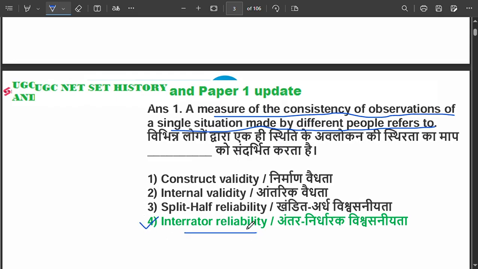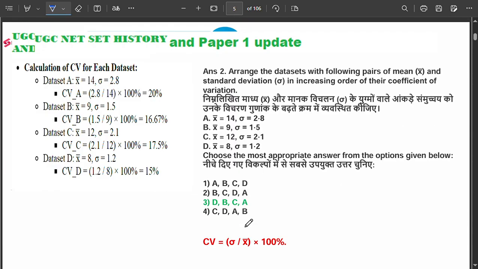Next, question number 2. Arrange the dataset in the following mean pair of the mean and standard deviation in increasing order of their coefficient of variation. Option number 3 was the correct answer. Okay, here in detail you can see the solution. First D will come, after that B, after that C, and last will come A.